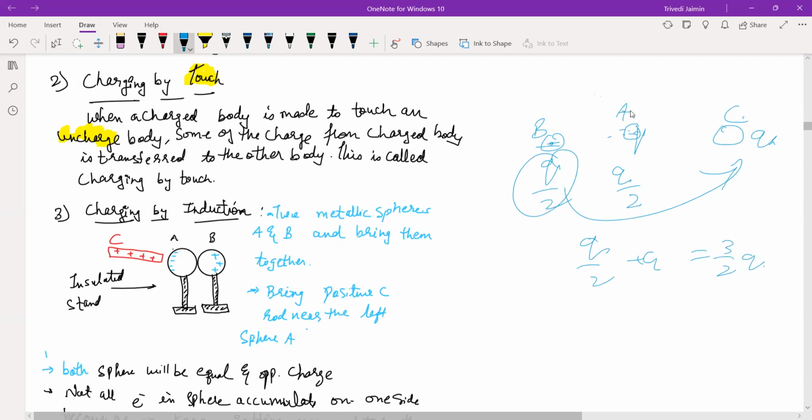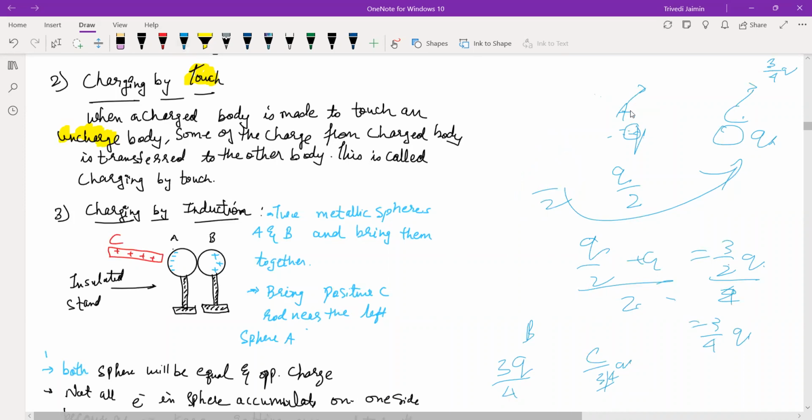So each will have, and divide by 2 also, right? So 3 by 2, 4, 2. It will be 3 by 4 Q. So now B will have 3 by 4 Q and C will also have now 3 by 4 Q. So new charge for A will be Q by 2 and for C will be 3 by 4 Q.